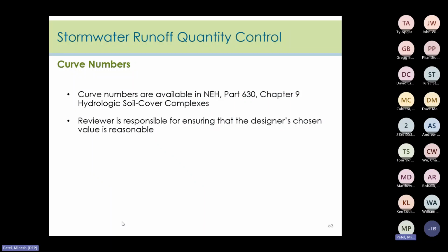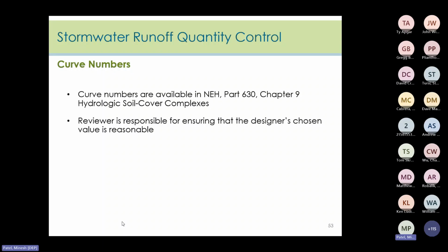So in all, the reviewer must check that curve numbers are justified in the report. You can verify these in the National Engineering Handbook. The reviewer is responsible for making sure the chosen values are reasonable and that they are accurate.